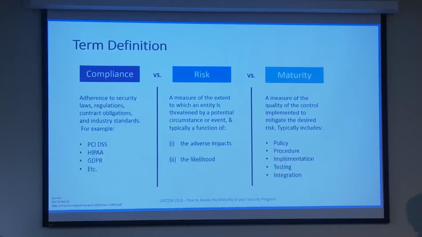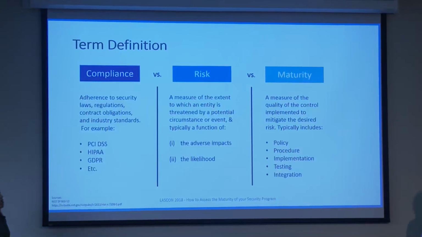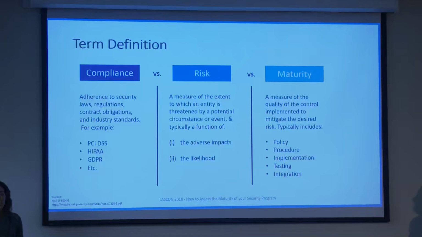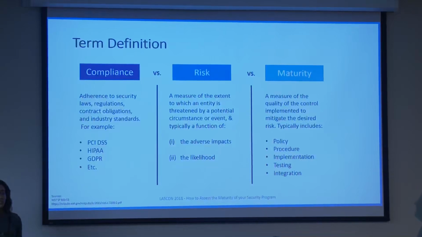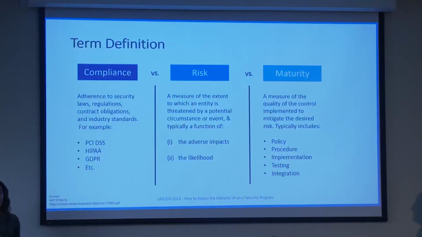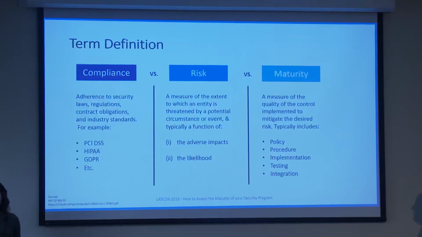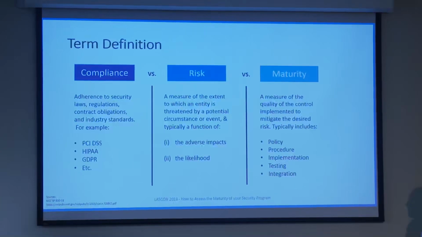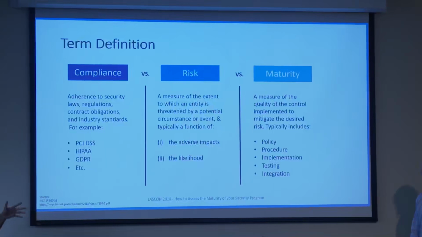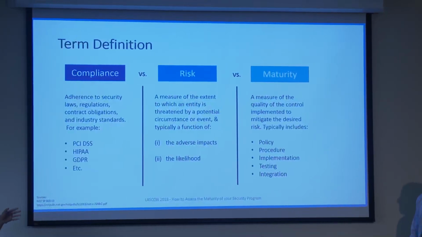So that's when maturity comes in. For maturity, we're looking at a measure of the quality of the control that you've implemented for that desired control. You pick a control to help reduce that risk, and now we're looking at how good the quality of that control is. There are different maturity models that you can look at to do that, and typically they fall within these 5 different sections, things like policy or integration.